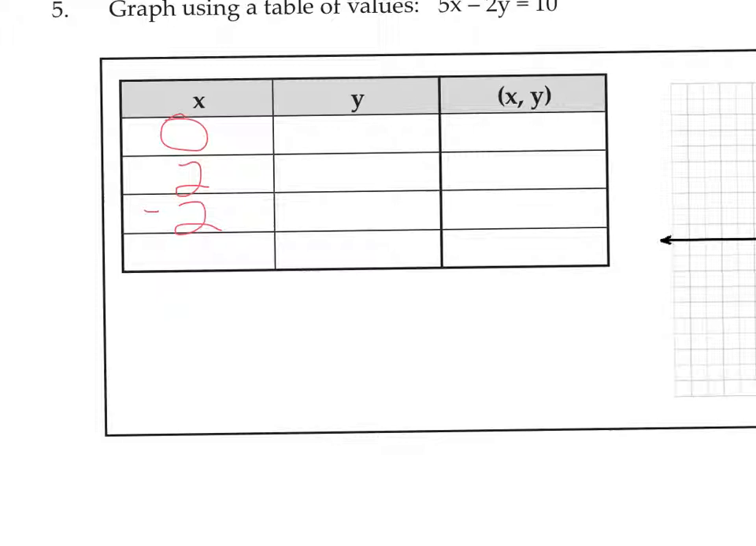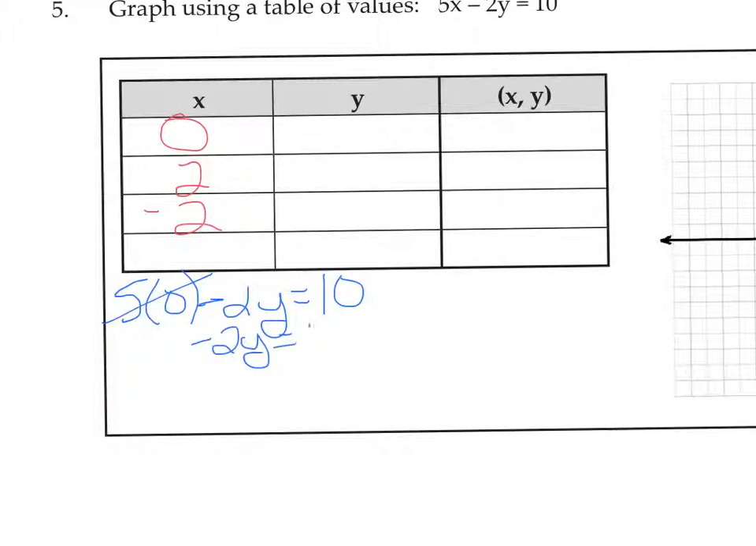And then we're going to go down here to the white space and find out what happens when we substitute 0 for x. So we'd have 5 times 0 minus 2y equals 10. So 5 times 0 is 0, so that term has a value of nothing, 0. So what we really have is -2y equals 10. When you divide by -2, you get y equals -5. So that's the first ordered pair. 0, -5.